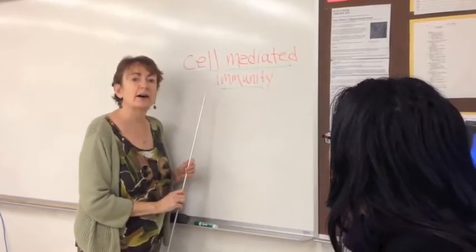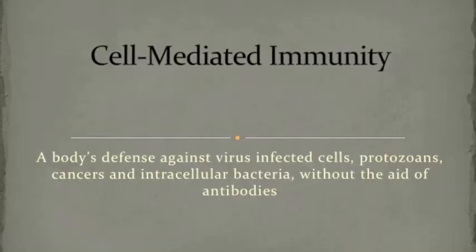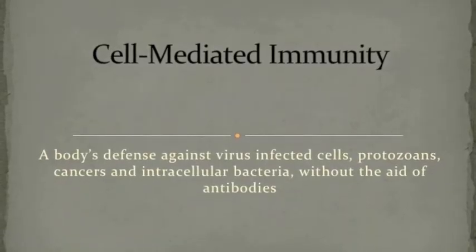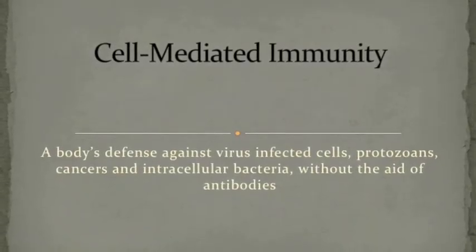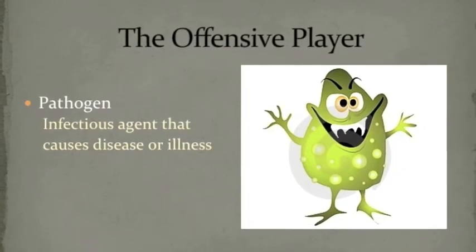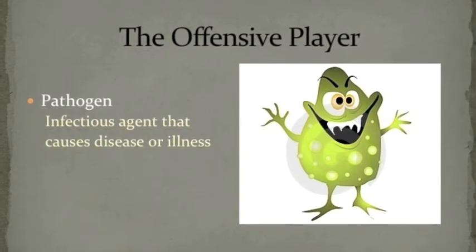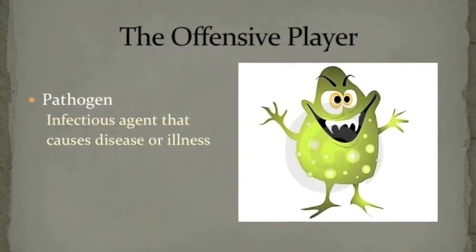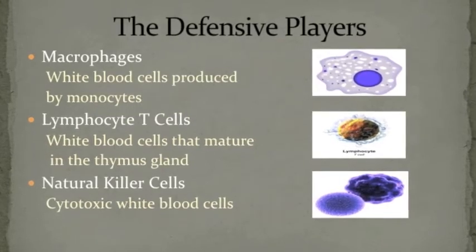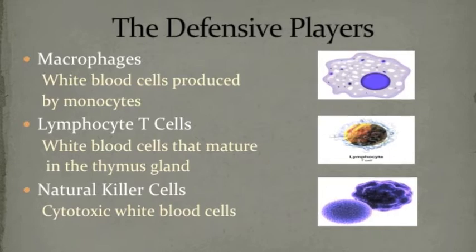Today's lecture is on cell-mediated immunity. Cell-mediated immunity is your body's defense against virus-infected cells. Let's introduce our players. The offensive player is the pathogen, which is an infectious agent that causes disease or illness. The defensive players are macrophages, lymphocyte T cells, and natural killer cells.